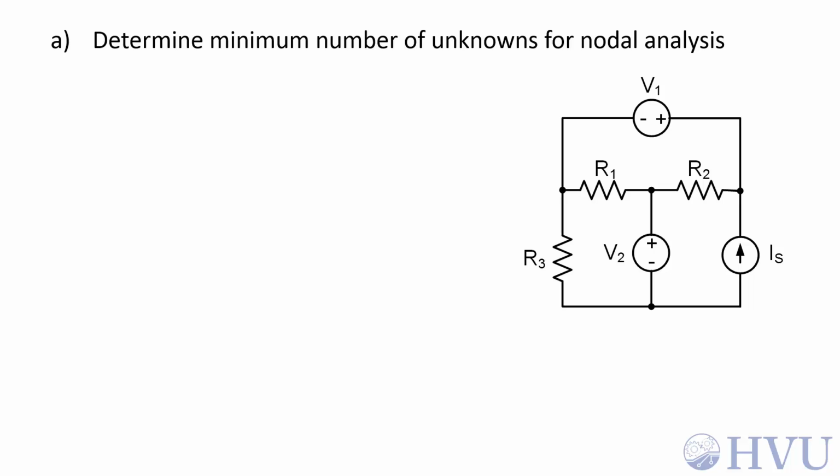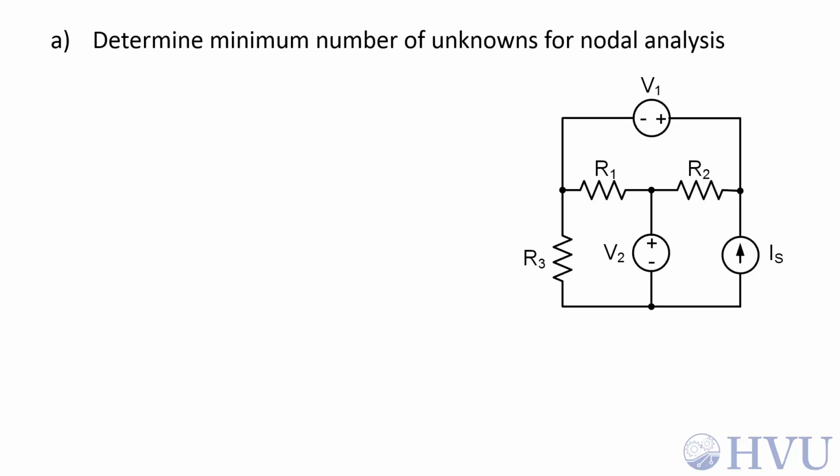The first thing we want to do for this example is to determine the minimum number of unknowns that we need for nodal analysis. This process serves two purposes. Later on, after we've identified our node voltages, we can compare that to this assessment to make sure everything makes sense. And more importantly, if we have more than one analysis approach available to us, we want to pick the one that results in the least amount of work.